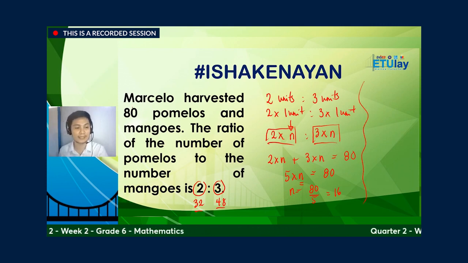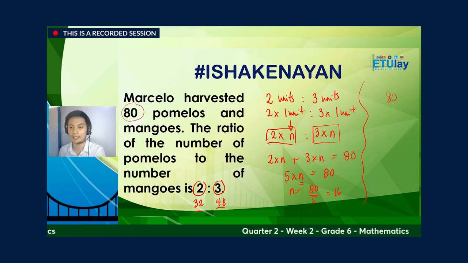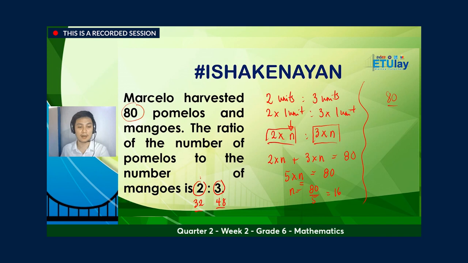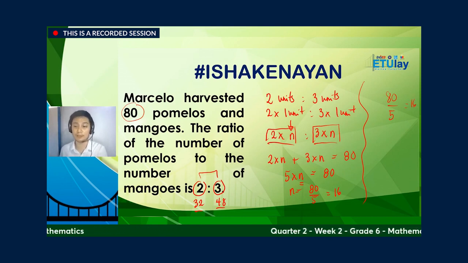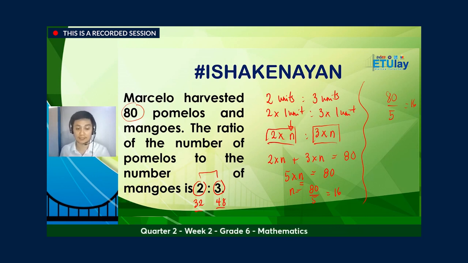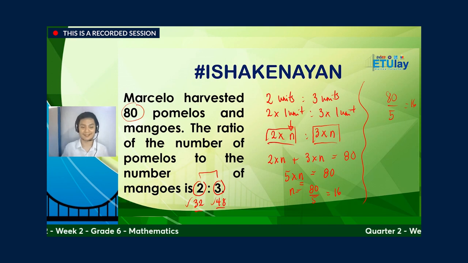So, yung binigay na sum, yan ay i-divide lang sa sum ng numbers sa ratio. 2 plus 3 ay 5. So, 80 over 5 ay 16. At ang sunod na gagawin ay i-multiply yung 16 na yan, okay, by each number in the ratio. So, 16 times 2 ay 32. 16 times 3 ay 48. So, yun na ang sagot.